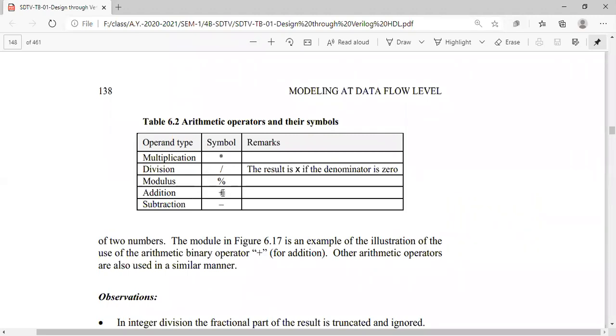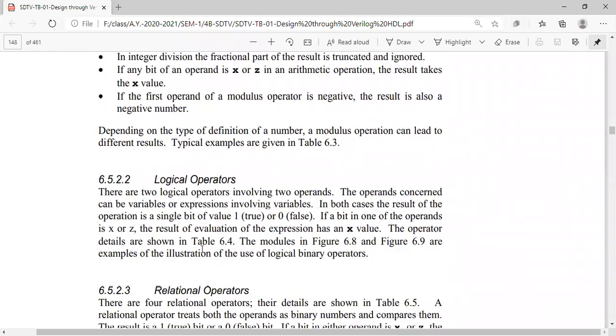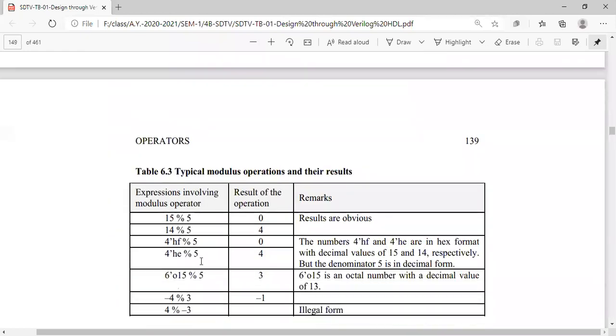So this is the addition symbol. Arithmetic operations mean, if I use plus, it has to perform addition among the bits. And if I use the minus symbol between the two operands, it has to perform subtraction.